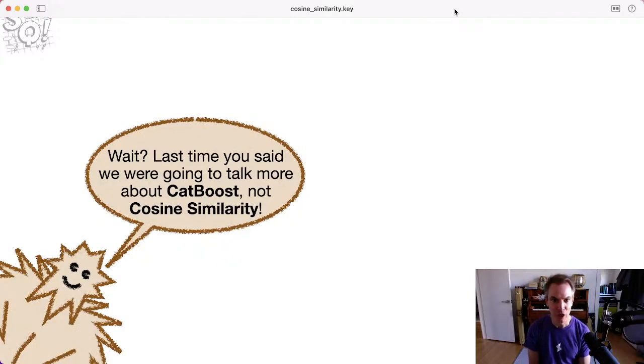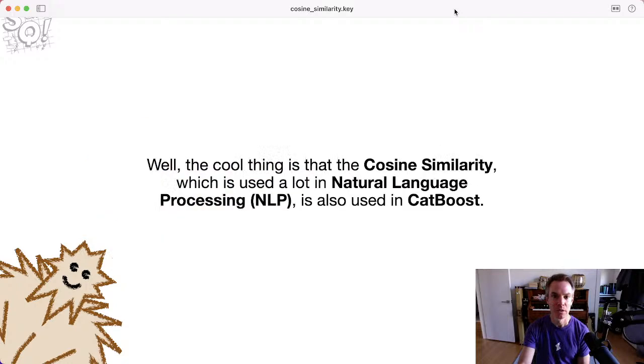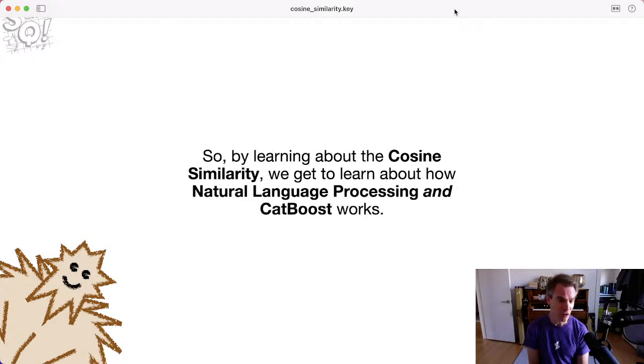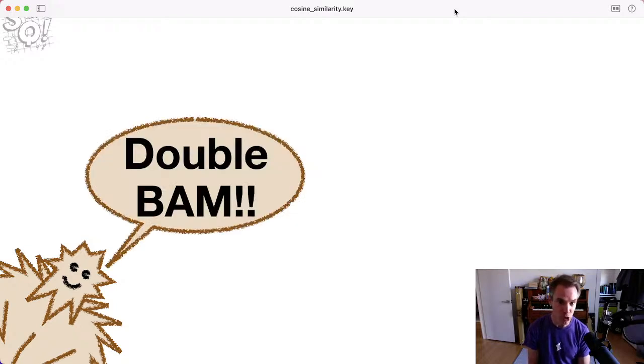Wait, last time you said we were going to talk about CatBoost, not cosine similarity. Well, the cool thing is that the cosine similarity, which is used a lot in natural language processing, NLP, is also used in CatBoost. So, by learning about the cosine similarity, we get to learn about natural language processing and how CatBoost works. Double bam!